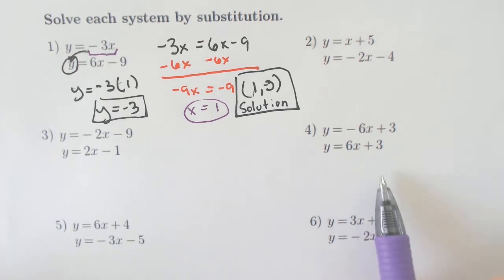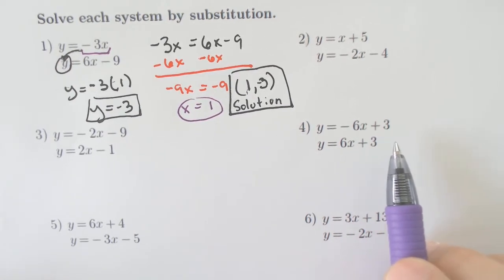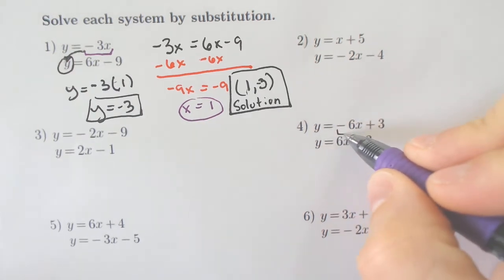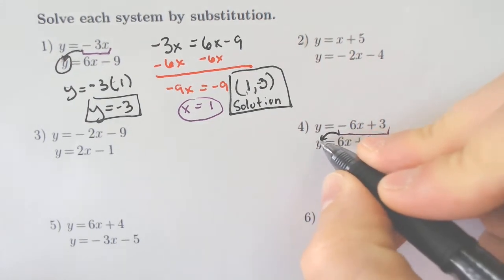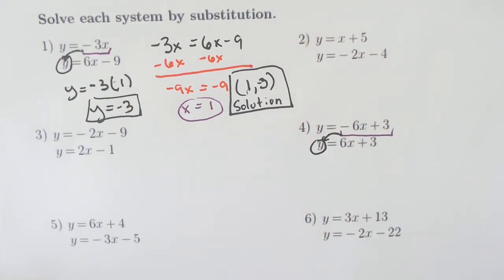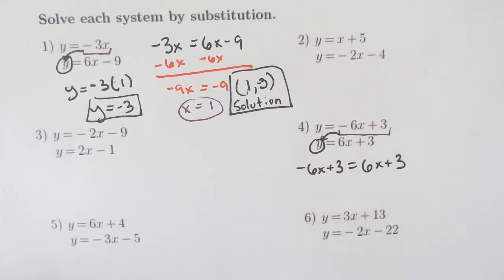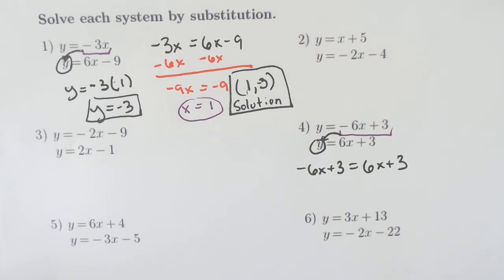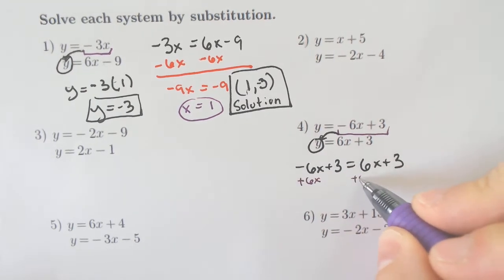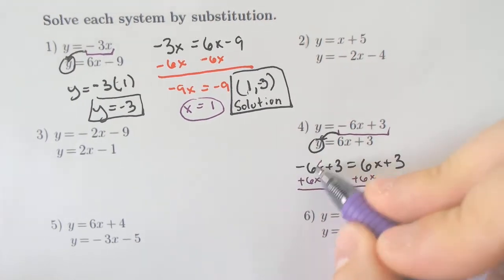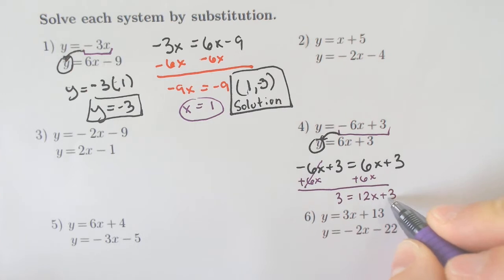So I'm going to go with number 4 because it looks like these equations are so similar that maybe something funky will happen. Here, y equals negative 6x plus 3. So you need to substitute that in for y. And then we get negative 6x plus 3 equals 6x plus 3. Okay, no biggie. This time, I'm going to add the 6x over because I feel like it's easier to do that. That would cancel, leaving me with 3 is equal to 12x plus 3.